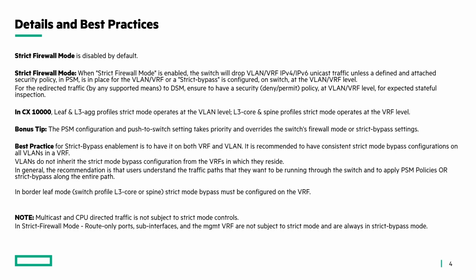It is recommended to have a consistent strict mode bypass configuration on all the VLANs in a VRF. Now, VLANs do not inherit the strict mode bypass configuration from the VRF in which they reside in this mode. So in general, the recommendation is that users understand the traffic paths that they want to be running through the switch and to apply PSM policies or strict bypass along the entire path. In the border leaf mode, which is either the L3 core or spine, strict mode bypass must be configured on the VRF level. That's where it works.